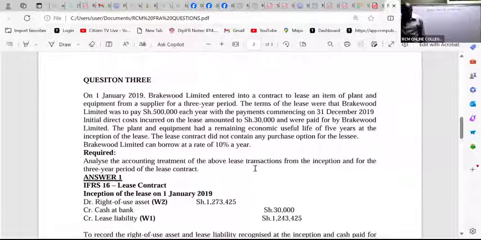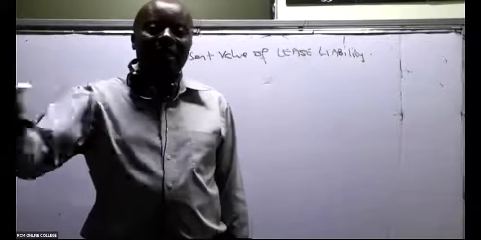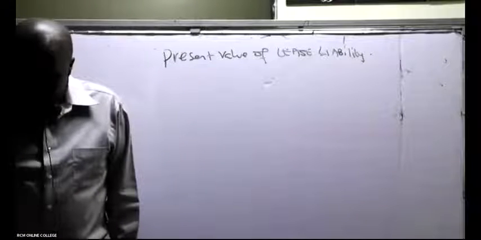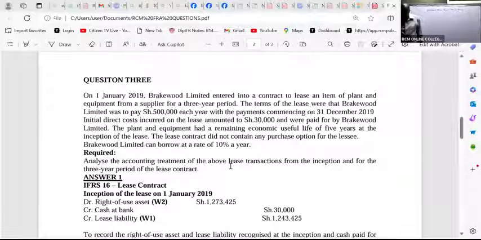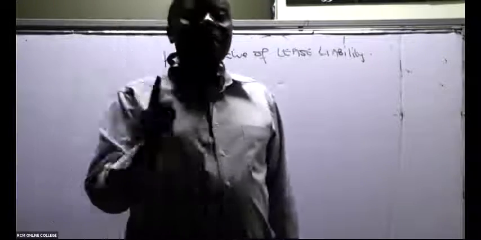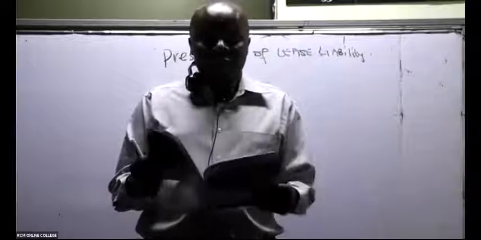Required: analyze the accounting treatment of all the above lease transactions from the inception and for the 3-year period of the lease contract. So, ladies and gentlemen, what are we going to do? This is a very simple question. It is lessor, it is lessee. It's a question about the lessee. Specifically, if you read the question again very well, analyze the accounting treatment of the above transaction from the inception and for the 3-year period of the lease contract. So basically, here we are doing lessee accounting, the tenant accounting, financial reporting from the tenant's aspect. And this is what we shall do, ladies and gentlemen.